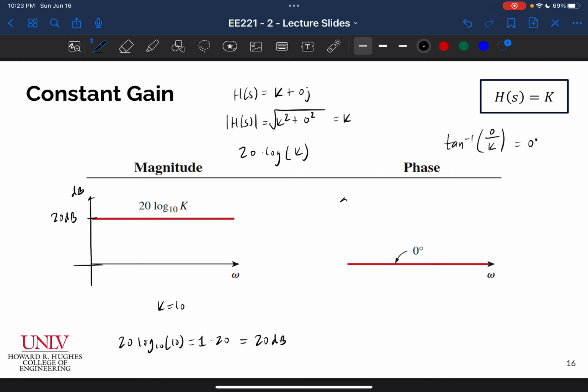Of course, this is my phase. I'm looking at, this is my magnitude of H in dBs. This is my phase of H in degrees. And that's what I'm looking at for a constant gain term. I'm looking at a flat line for the gain in magnitude. I'm looking at a flat line for the phase, right? So hopefully that's clear enough. I just wanted to show you where these come from.